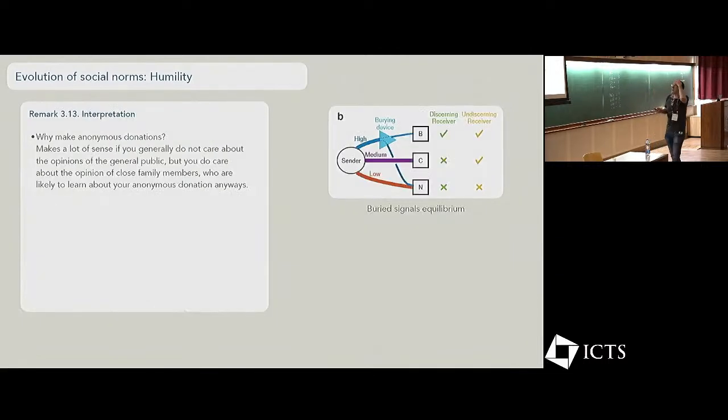Yeah, so let's go back to our example with the anonymous donations. How could this make sense of anonymous donations? One explanation you could give is that anonymous donations make a lot of sense if you really don't care what the general public thinks about you. So if they learn whether you donated 50 million to Harvard, you really don't care. You only care what, for example, your family or your spouse thinks of you, and they will find out anyway.